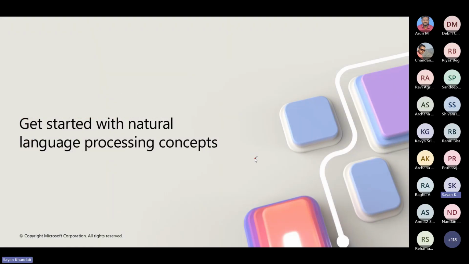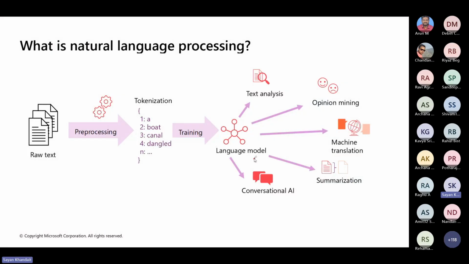So let us get started with the concept of natural language processing. Now, natural language processing or NLP is the area of AI that deals with making sense of written and spoken language. Typically, an NLP solution starts off with a large volume of raw text, which is pre-processed to prepare the raw text for modeling or for training the model. Now, in this pre-processing stage, there are different things that happen. There are a lot of pre-processing techniques that can be applied to the text. For example, there is a process which is called stop word removal.